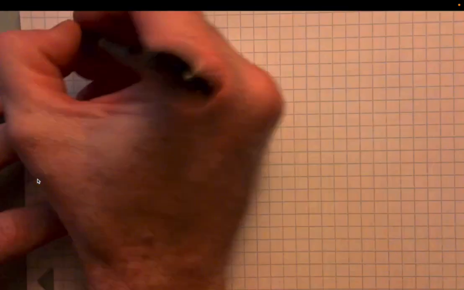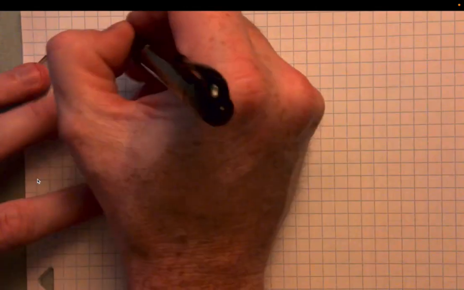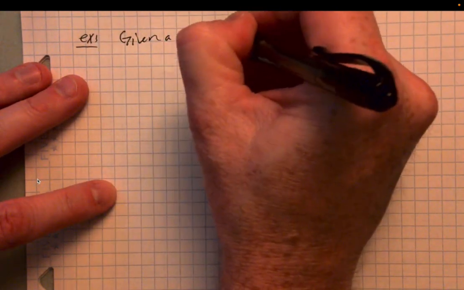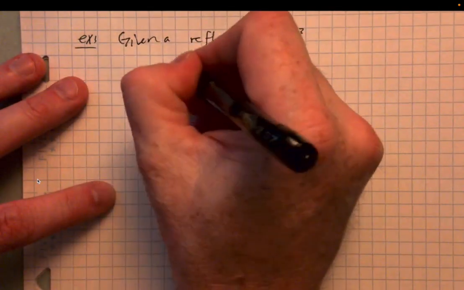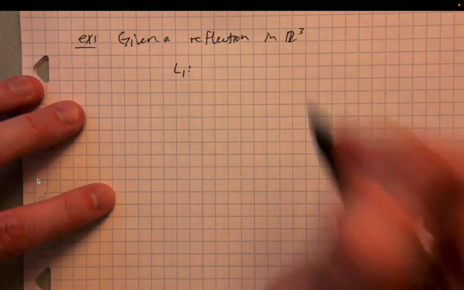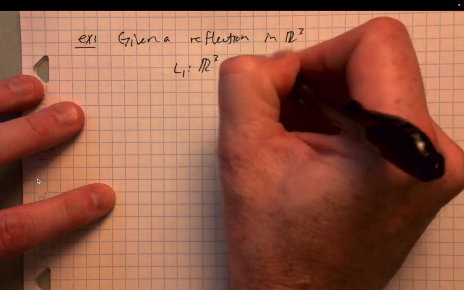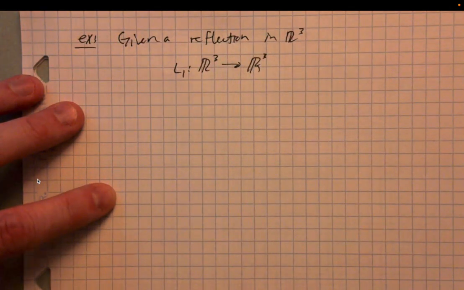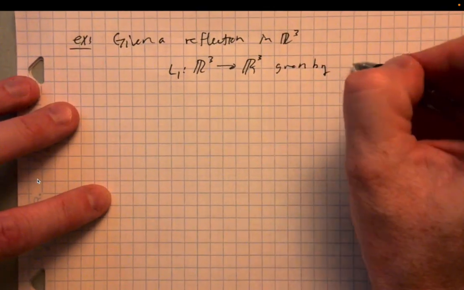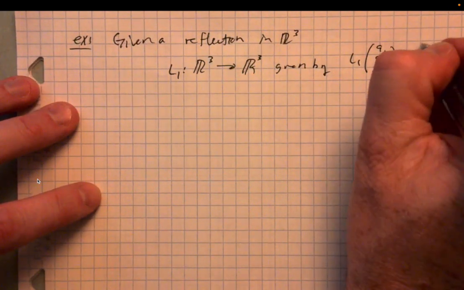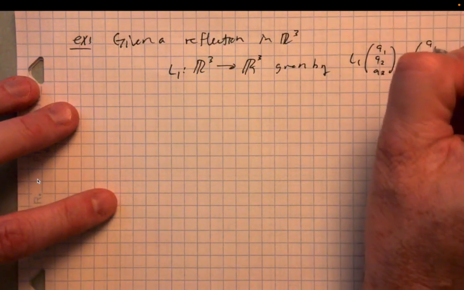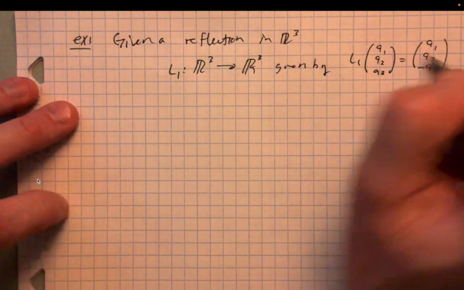But I want to jump into an example. I'm going to do a handful of examples here. So let's talk about a simple linear transformation, and that's going to be the reflection. So given a reflection in R3, let's call it L1, the linear transformation from R3 to R3, given by L1 of some R3 vector A1, A2, A3, what's going to happen is it's going to reflect it so that I have A1, A2, negative A3. And so this is going to reflect it across the XY plane.